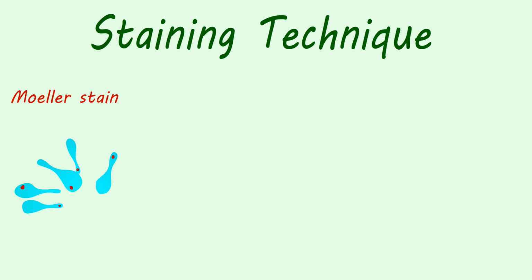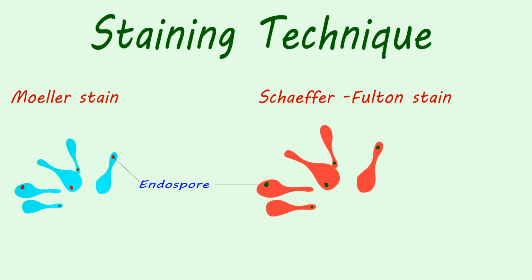A special stain technique called a molar stain is used to stain endospore. This allows the endospore to show up as red, while the rest of the cell stains blue. Another staining technique for endospores is the Schaeffer-Fulton stain, which stains endospores green and bacterial bodies red.